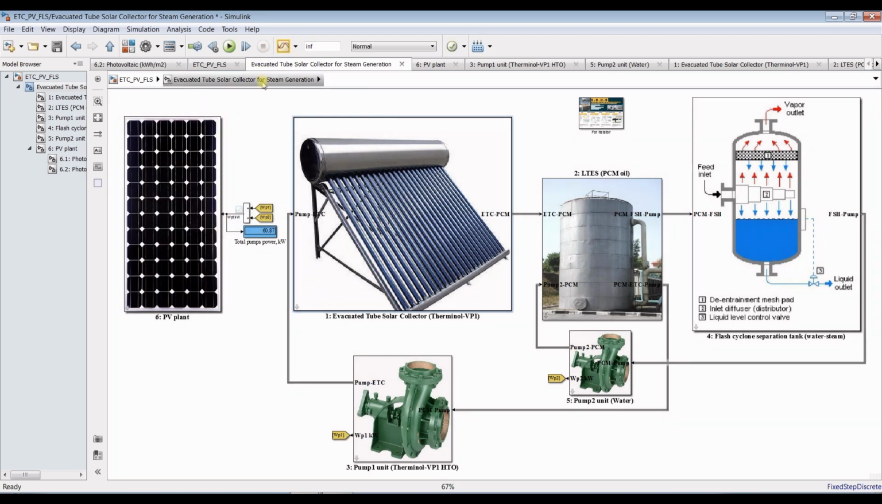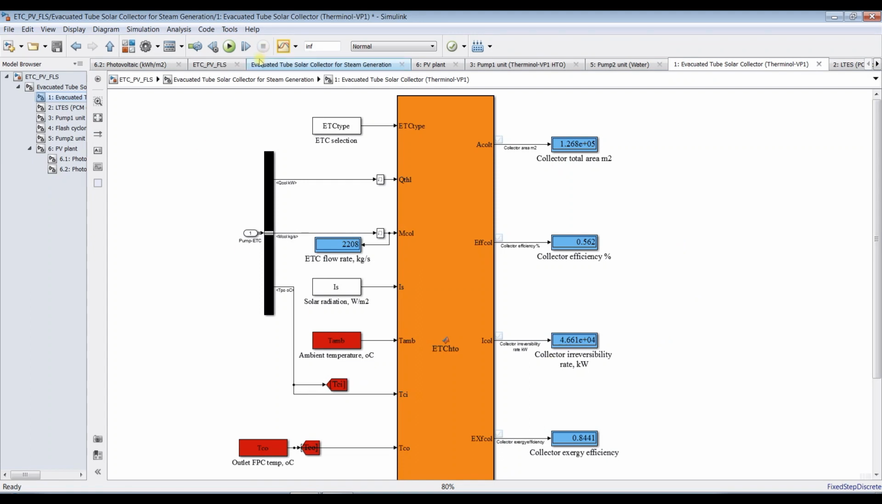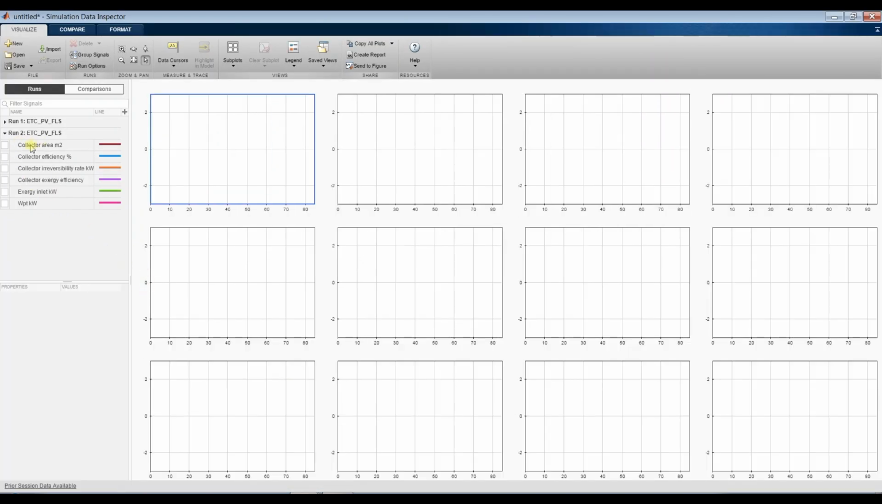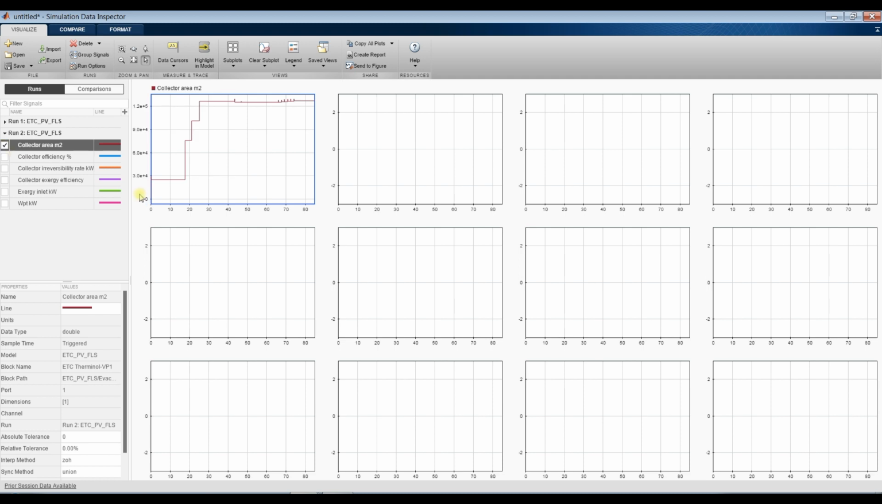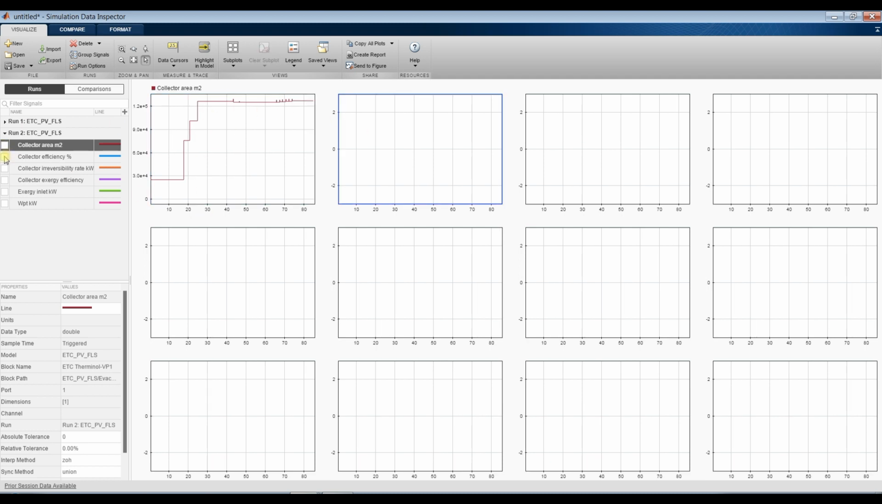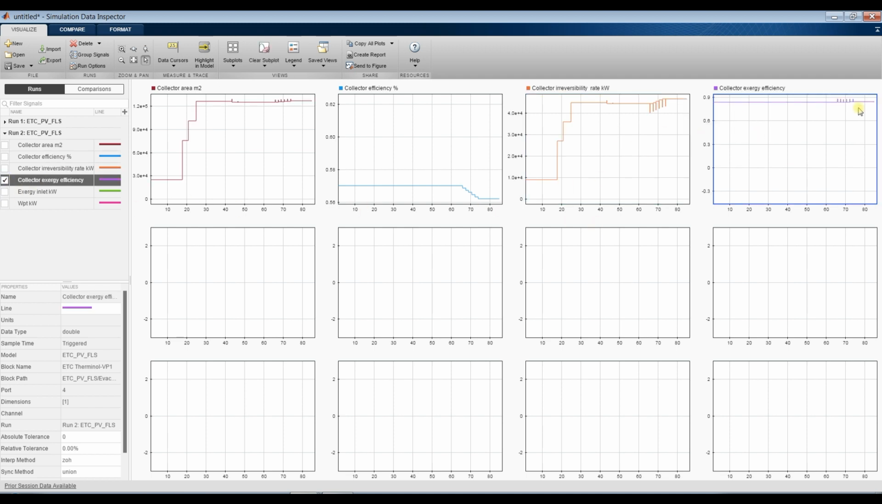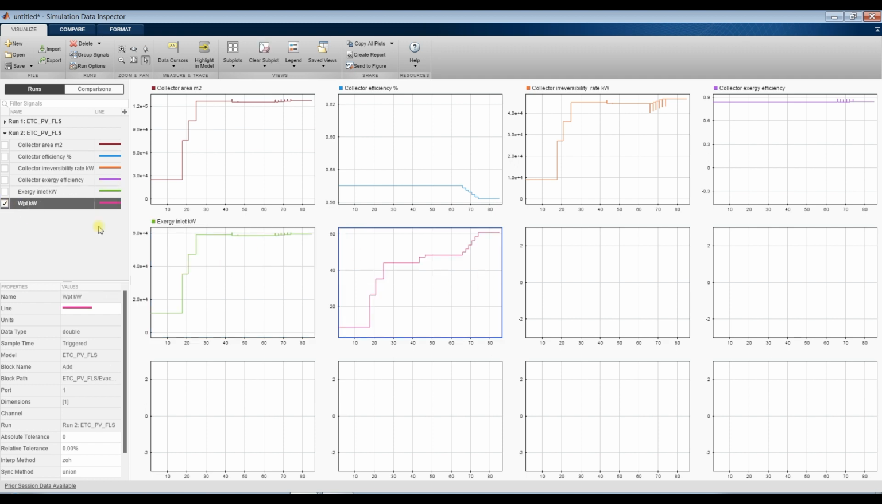Hitting stop, you can go here and you will find your results. But you have to go to the data inspector, and you can easily discover some outputs. This is your solar field area, fluctuating efficiency, reversibility rate, collector exchange efficiency, exchange inlet, and pumping power, as you can see here.